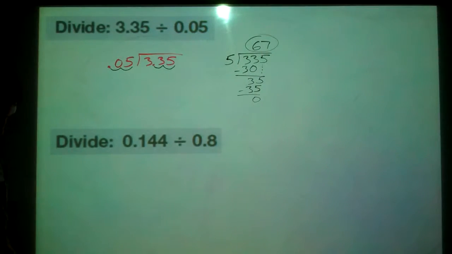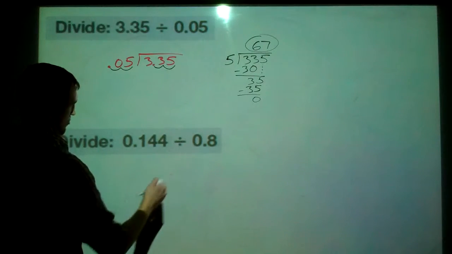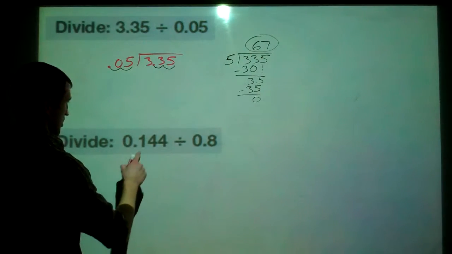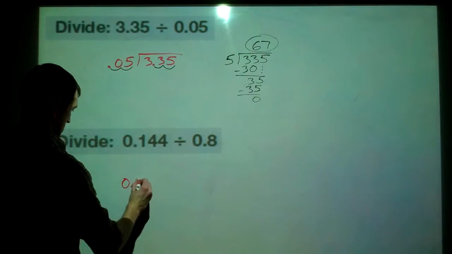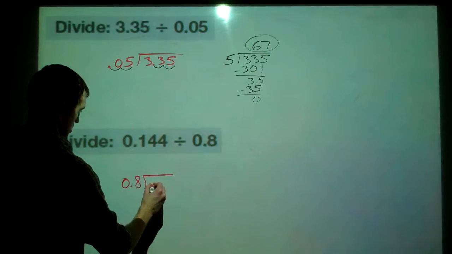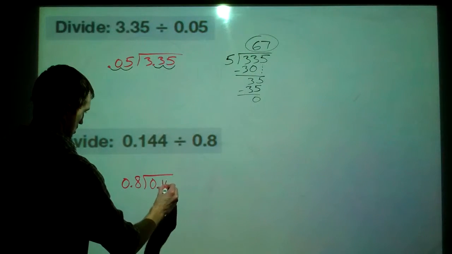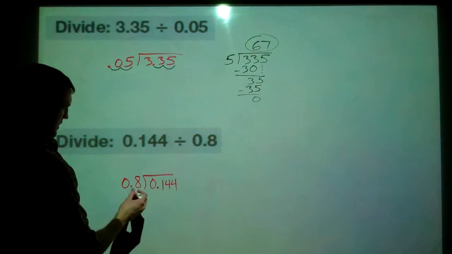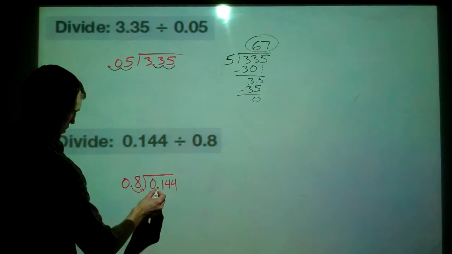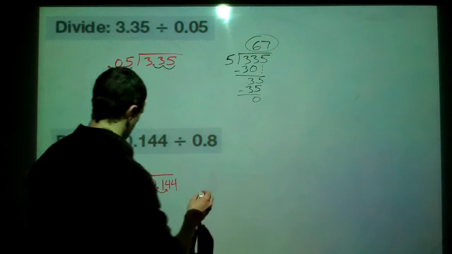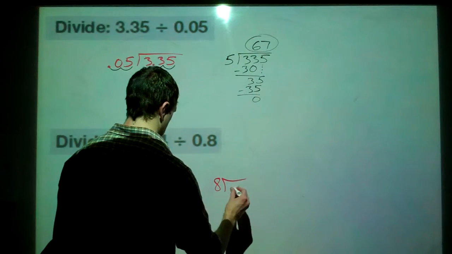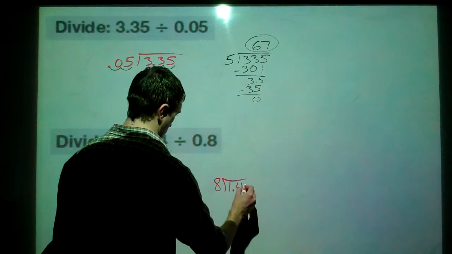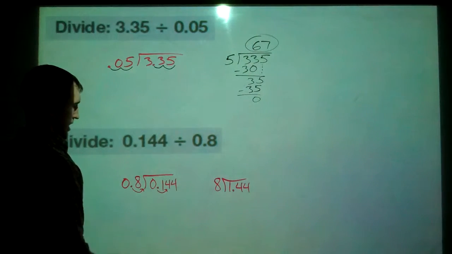Alright, so let's check this one out. Let's divide 0.144 by 0.8. So once again we want to make this a whole number, so we move it over 1 decimal place. We do that here too. So now we have 8 divided into 1.44, or 1.44 divided by 8.